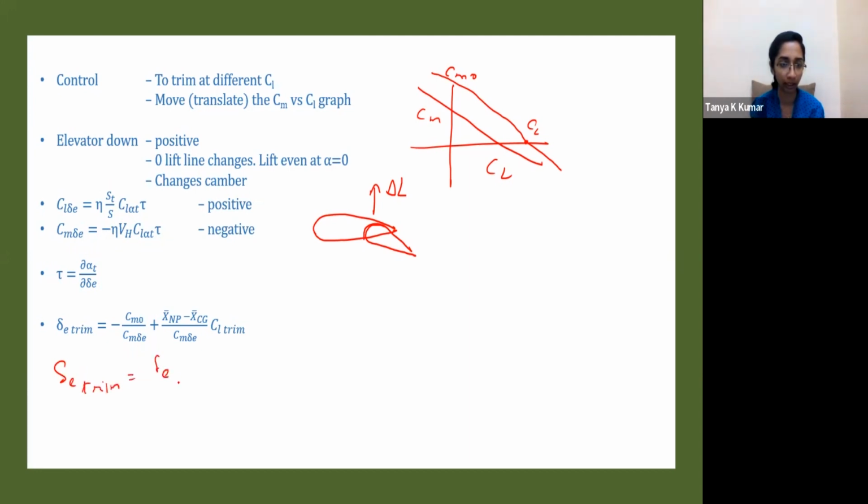is delta E naught plus d delta E by dCL into CL trim. Now this quantity, delta E naught, the intercept, is this one, CM naught over CM delta E. And it has a negative sign. So the overall sign of this term would be, can someone tell me? The intercept would be positive or negative? This delta E naught would be positive or negative for a stable aircraft.